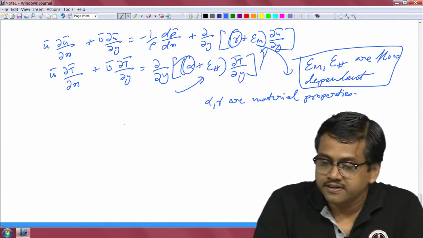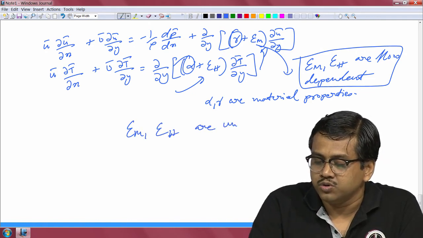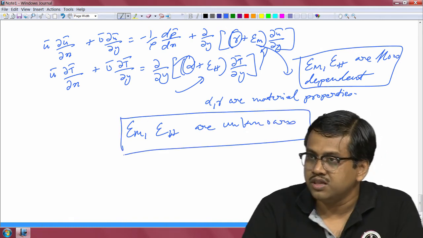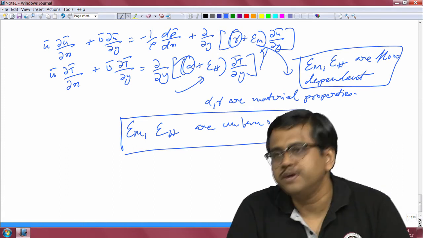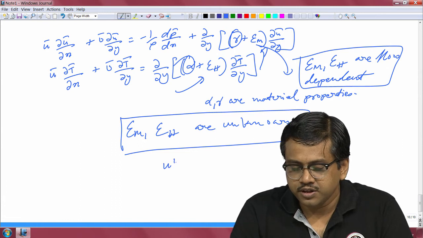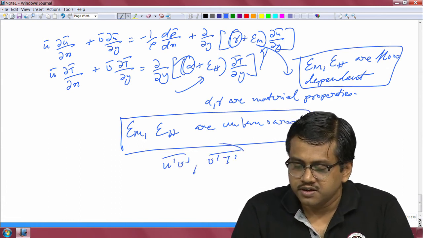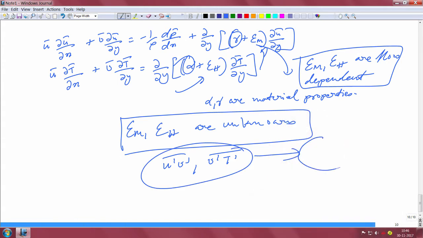So, the principal problem is that epsilon m and epsilon h are unknowns. So, really we have not got rid of the unknowns at all. What we have done is that we have changed two unknowns into two different unknowns, right. So, we started with u prime v prime bar and v prime t prime bar, these were the two unknowns, right. We have packed them somehow, and we have converted them to two other unknowns, epsilon m and epsilon h, right. So, we really have not solved the problem.